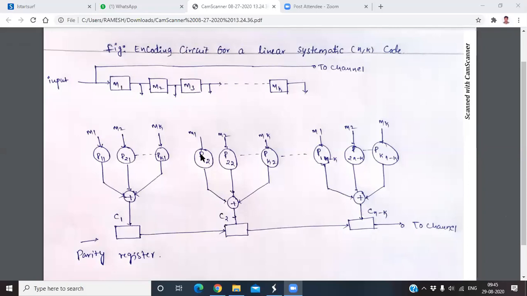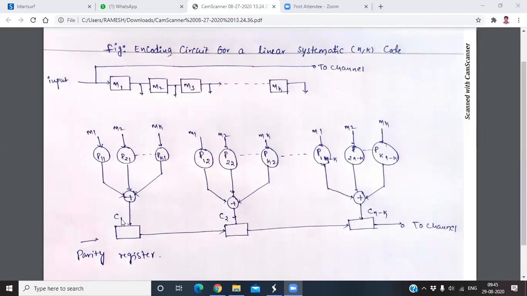Next, coming to check bits. How many check bits? N minus K check bits. So you can write C1, C2, C3 up to C(n-k), or you can take C0, C1, C2 up to C(n-k-1). So here message bits are M1 to MK, check bits are C1 to C(n-k).